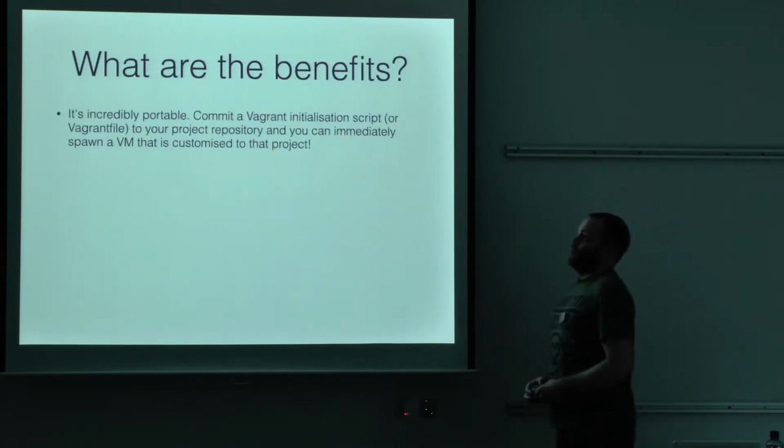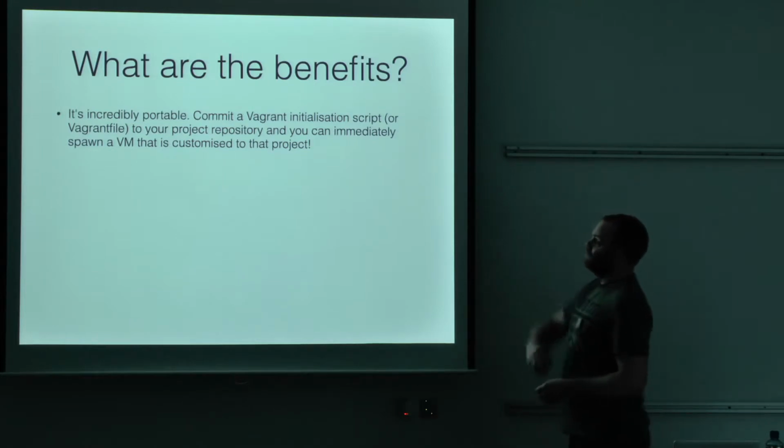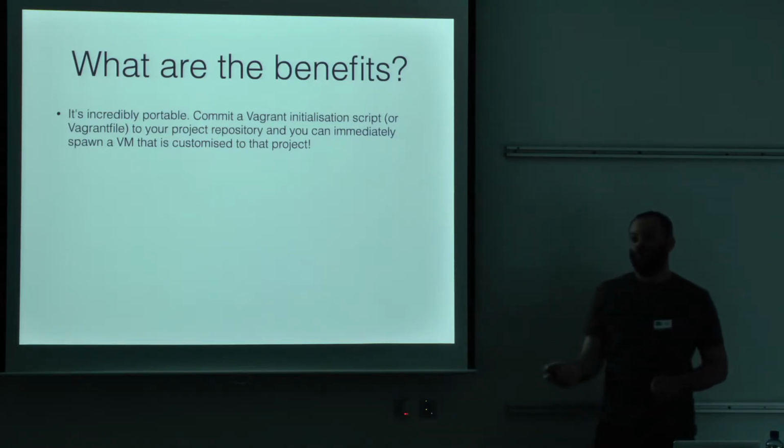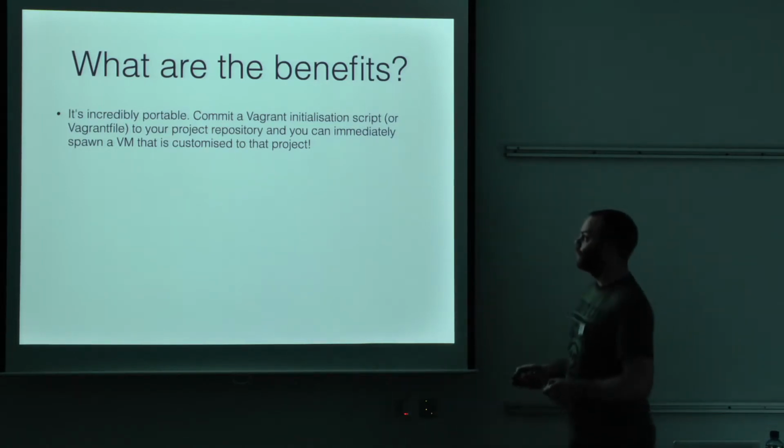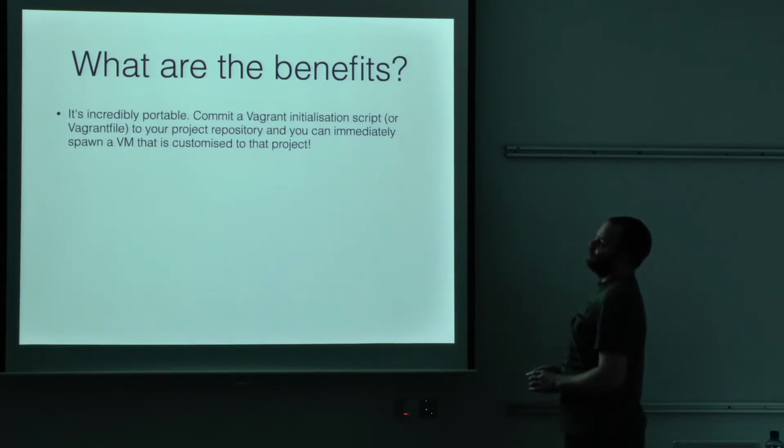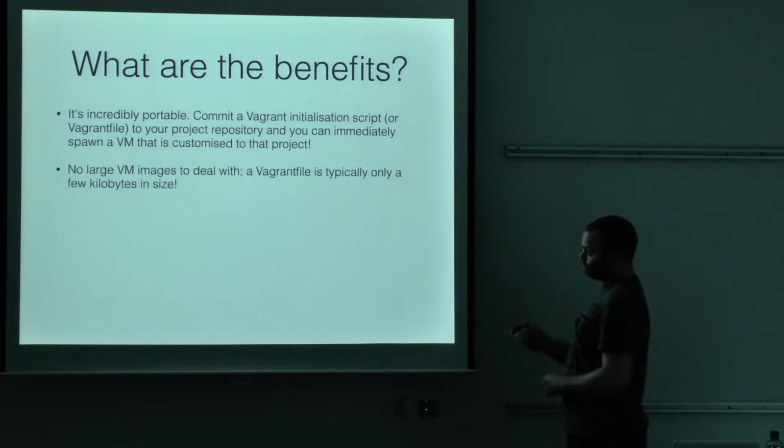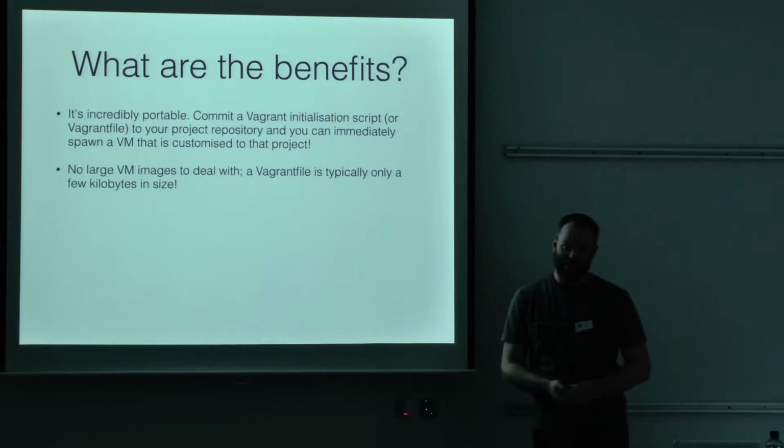So it's incredibly portable. Commit a Vagrant initialization script, a Vagrantfile, to your project repository. And notice a Vagrantfile, that is the name of the initialization script, so you'll see me refer to that later on. Commit that to your repository, you can immediately spawn a VM that's customized to that project. No more large VM images to deal with. A Vagrantfile is typically only a few kilobytes in size, it's just a small text file, initialization.